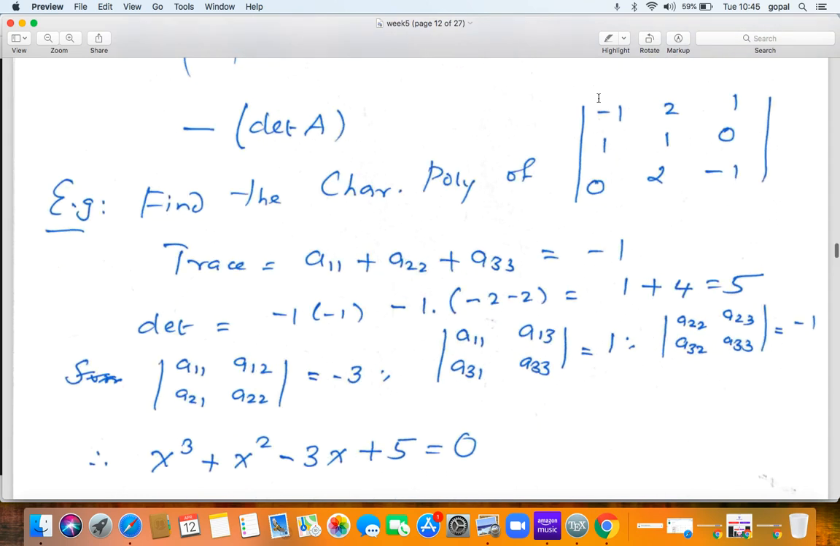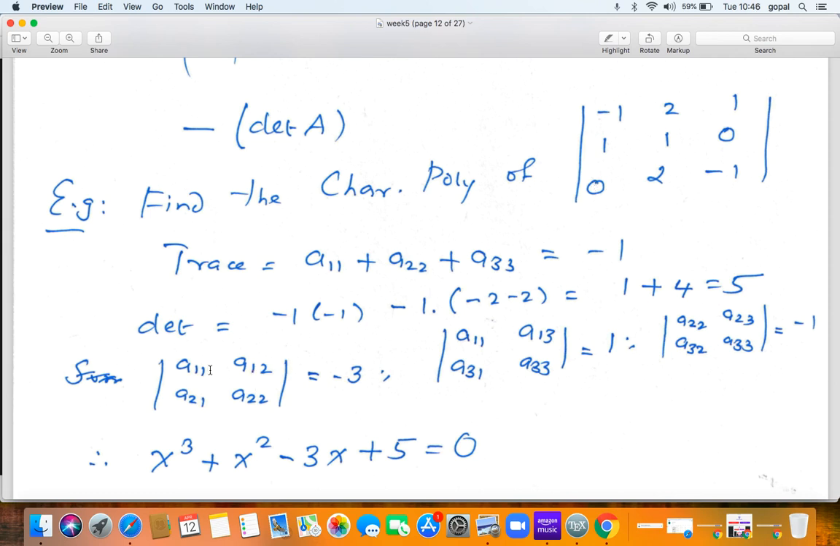Trace is the sum of the diagonal entries, it's minus 1. For the determinant, compute the determinant directly using the first column. It's minus 1 times minus 1 minus 1 times whatever, minus 2, and then the third one anyway is 0. You get 5.